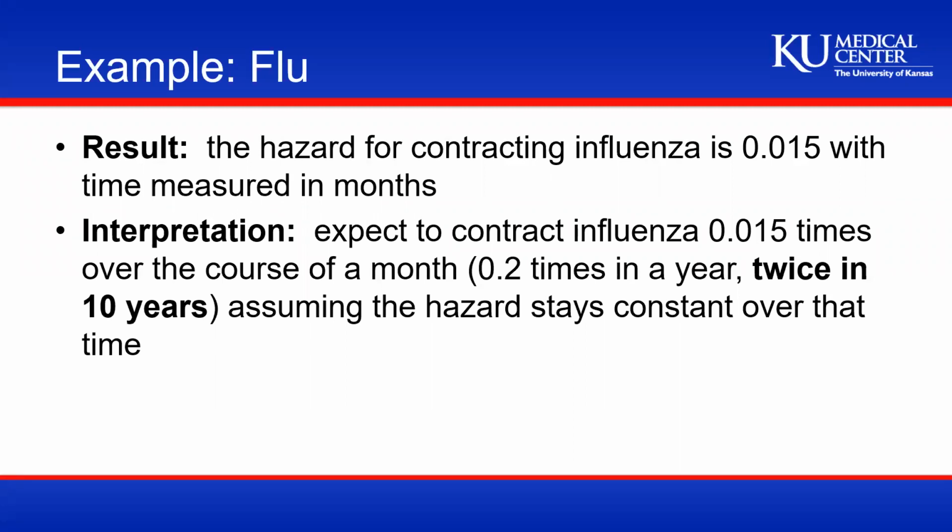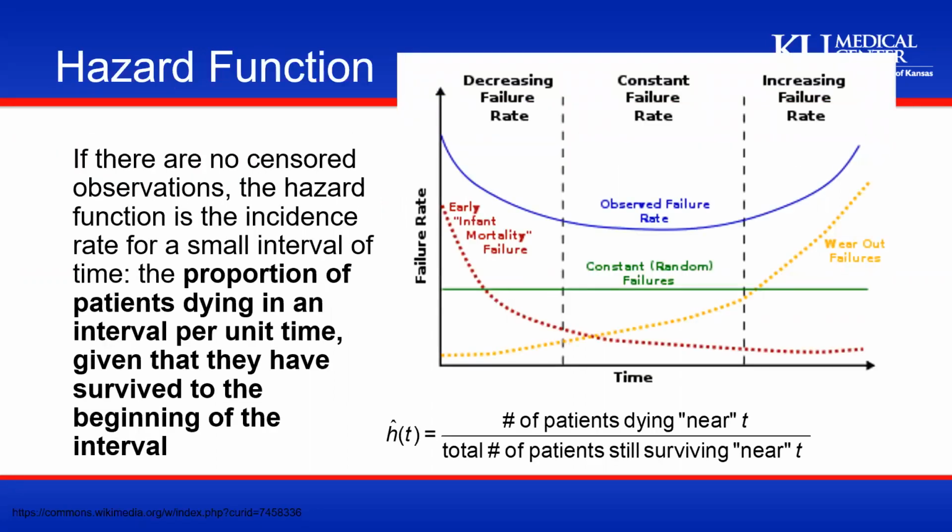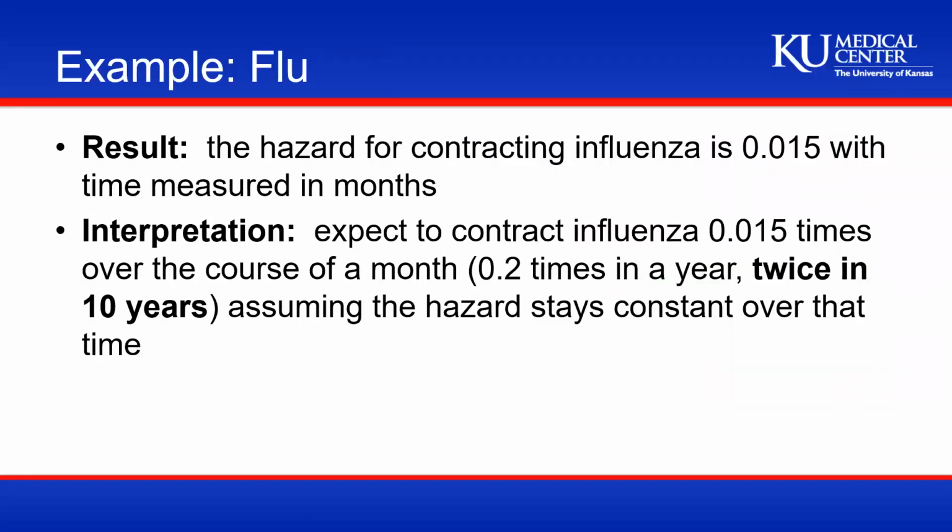What does that mean? Well, first of all, this is an average. We're assuming the green line, even though the green line might not be true. It might be seasonal. But we're assuming that the hazard is constant and getting an average hazard rate. The interpretation is that you would expect to contract the flu 0.015 times over the course of a month because time is measured in months. But that's meaningless unless I multiply it out to something that's more meaningful. So I can multiply the hazard by 12 to go from a month to a year.